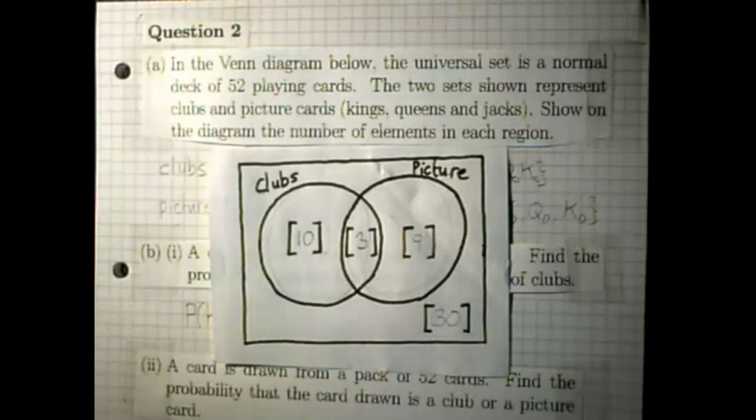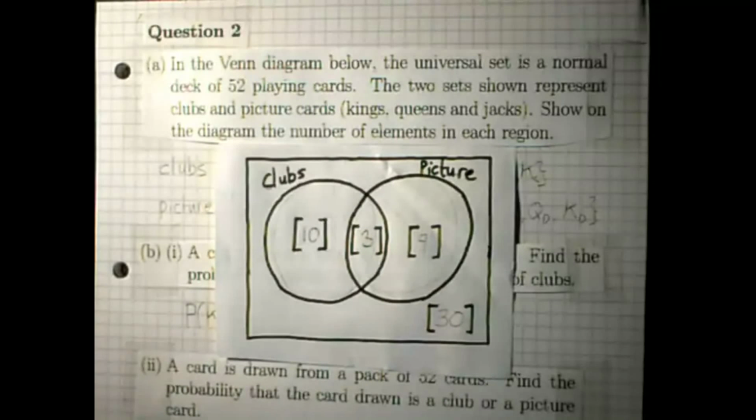In question 2, you're given 52 playing cards and you're asked to separate them into two different categories, clubs and picture cards, and additionally separate the rest into a category that doesn't involve either clubs or picture cards. What we know is that there are 52 playing cards in total, and in your studies you should be familiar enough with a regular deck. You should know that there are 13 clubs in total, and if picture cards are kings, queens and jacks, there are 3 in each suit, 4 suits in total, so that makes 12 picture cards.